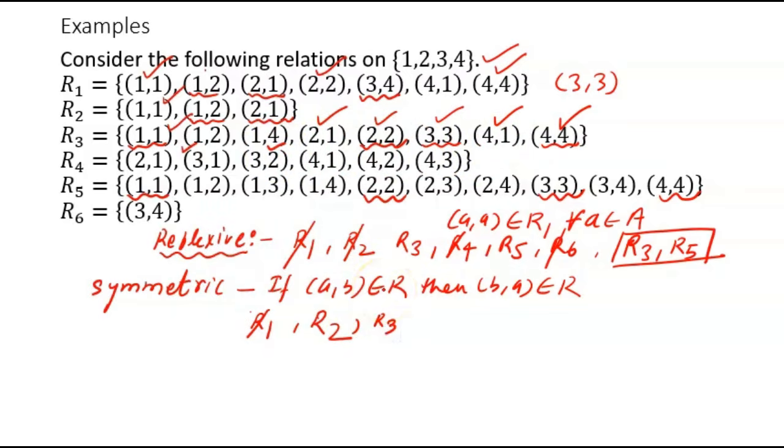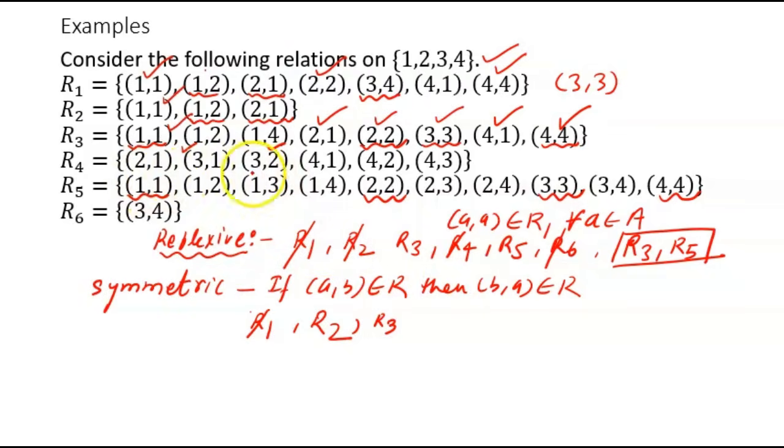I hope you are getting the definition. If (a,b) is there, then (b,a) should be there. If (a,b) is not there, then (b,a) being there or not does not matter. If (a,b) is there, then (b,a) should be there, meaning both (a,b) and (b,a) type of elements should be there. So here R2 and R3 are symmetric.